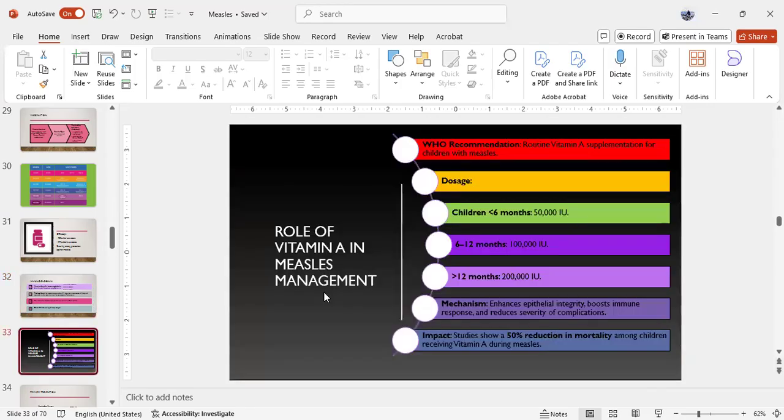Role of vitamin A in measles management. WHO recommends routine vitamin A supplementation for children with measles. The dosage is 50,000 international units for children less than 6 months, 100,000 international units for 6 to 12 months, and then 200,000 international units for greater than 12 months. This enhances epithelial integrity, boosts immune response, and reduces severity of complications. Studies show a 50% reduction in mortality among children receiving vitamin A during measles.